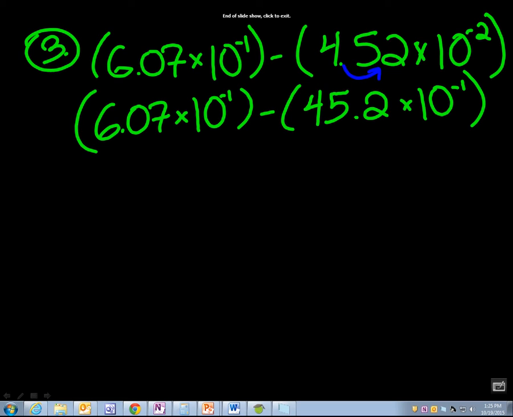That's just how I'm doing it. Either way, you could change the first one or the second one. It doesn't matter. You could work on the left if you'd like to, as long as you have the same exponent. Yes?